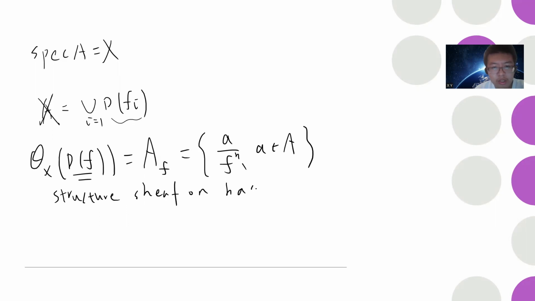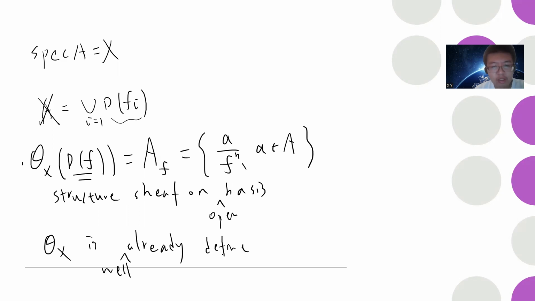on a basis. So in general, when I define this on an open basis, then the O of X is already defined, already well defined. You can check out my other videos where I prove that this O_X is really a sheaf. Okay, so one can show O_X is really a sheaf.